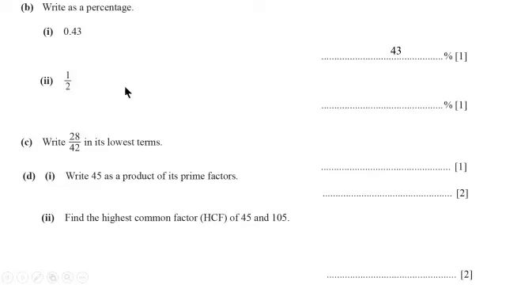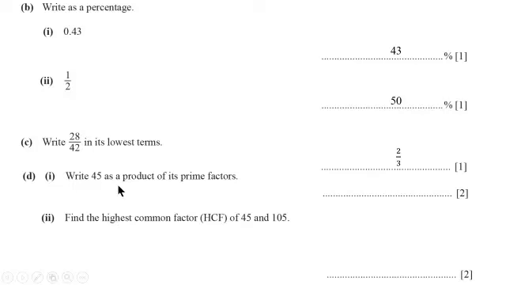Okay, half is 50%. Write 28 over 42 in its lowest terms. If we divide by 2 and make further simplification, the final answer will be 2 over 3. Or you can divide directly by 14 up and below, in the numerator and denominator. Please be sure that you check your answer using your calculator. Just write it in your calculator and simplify it directly.